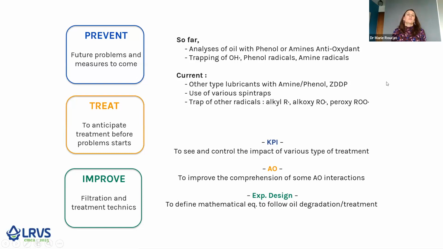Now we're still focusing on other types of lubricants. So maybe to see the interaction in an oil where you have both amine and phenol antioxidants, but also ZDDP. We would like to use other spin traps to see if we can see other radicals, and it's quite tricky so far, but it's a very useful tool, so it's nice to use it.